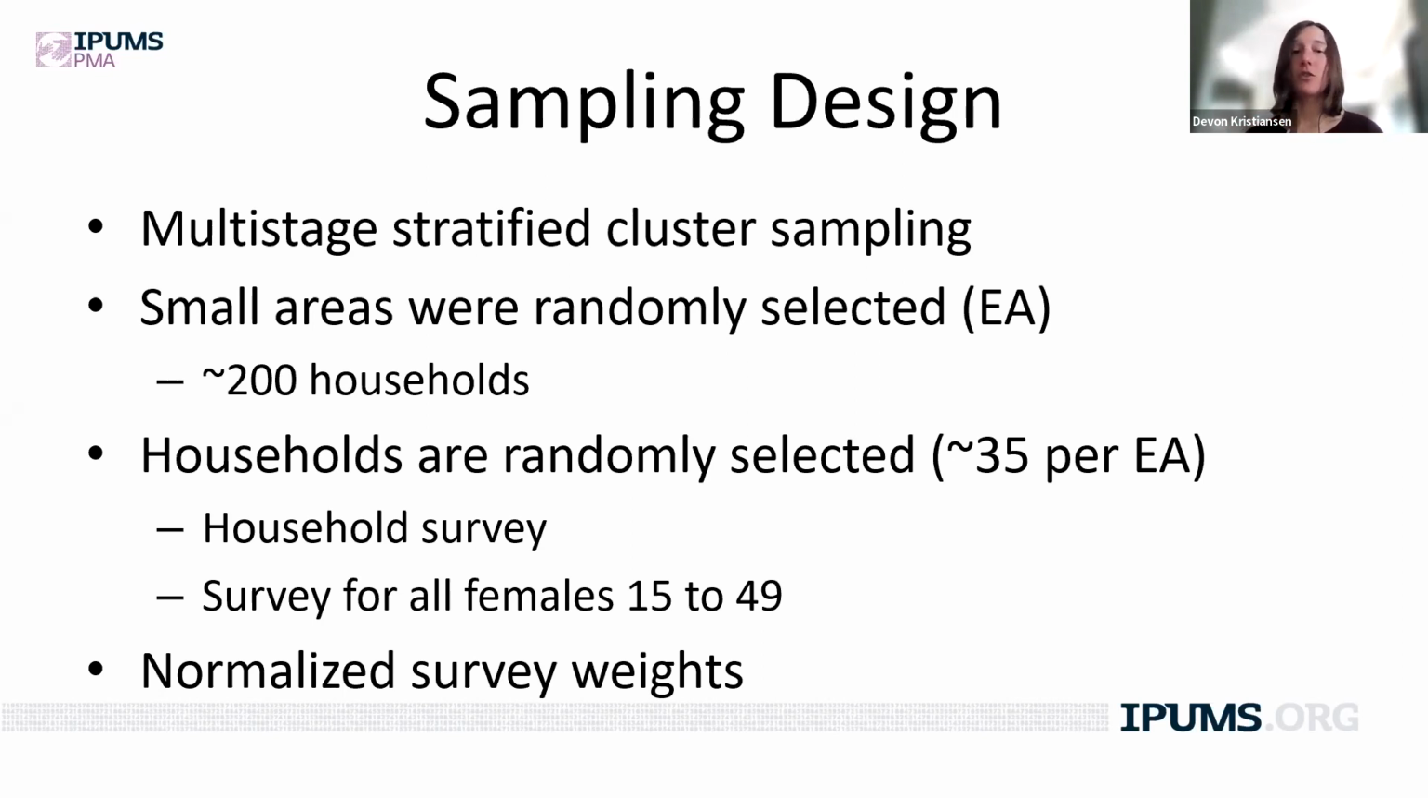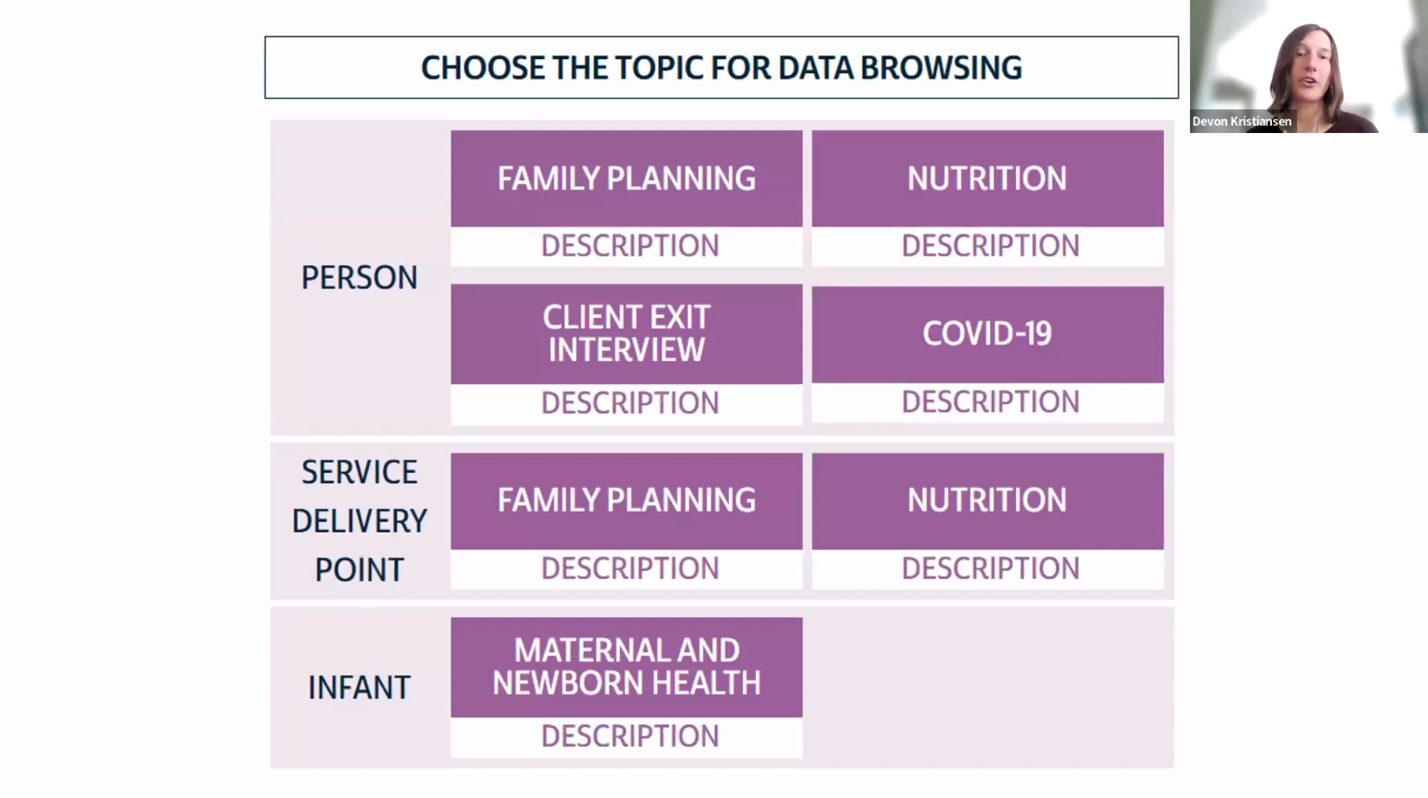Then they conduct a household survey, just getting a roster and some other basic information about the household. And then the interviewer returns to conduct a survey of all women from age 15 to 49 within those households. And PMA produces normalized survey weights for these surveys. So as you'll see later, very similar to both MICS and DHS, when you come to the IPUMS website and you go to start browsing through the data with PMA and all the global health surveys, you'll be prompted to choose a unit of analysis.